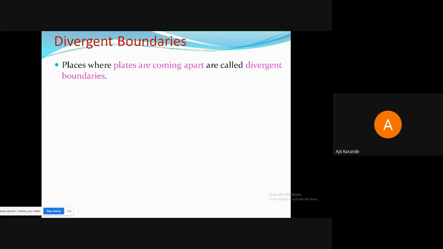And due to this repulsion of these two plates, what happens? One valley type area, or you can say a rift, is generated. And due to generation of the rift, what happens? The molten magma wells up on the surface. So at this boundary, two lithosphere plates move apart. Generally, these divergent boundaries are formed where two successive plates move apart from each other.